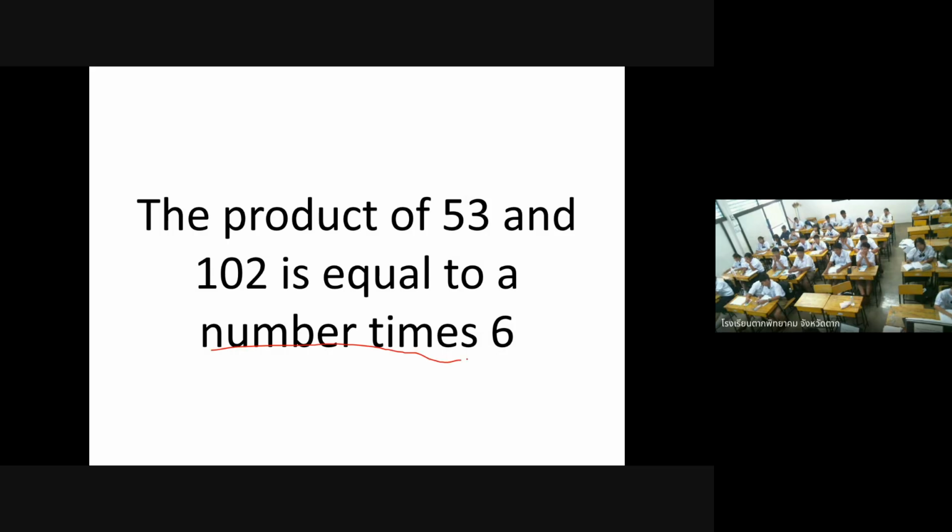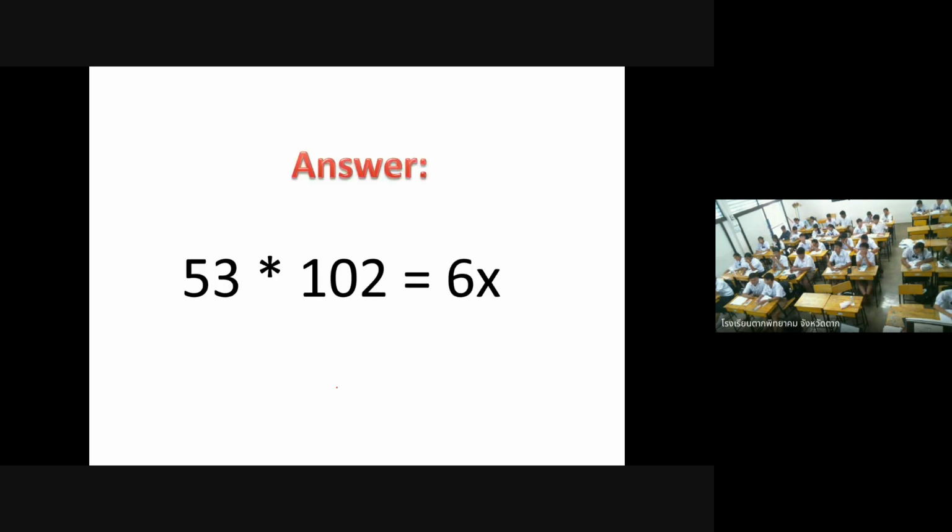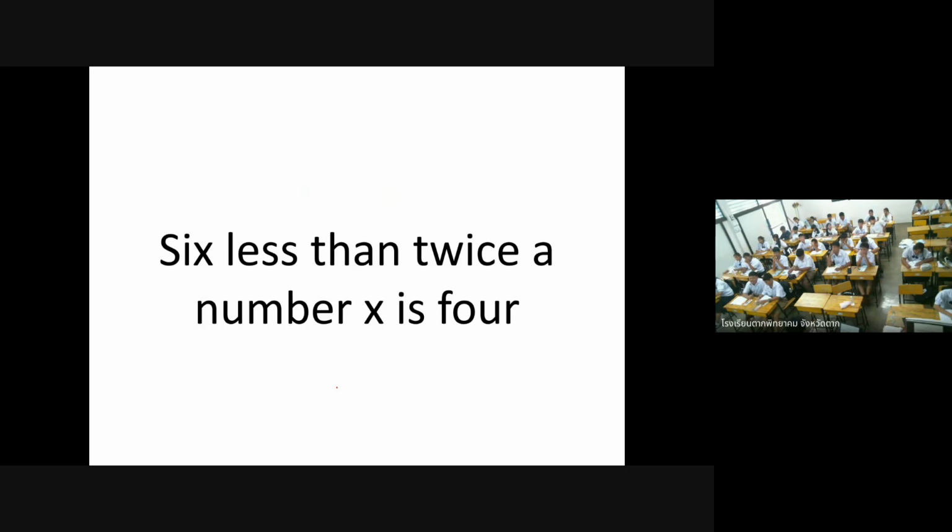The number is x, times 6. So if you're going to rewrite this into an equation, that would be 53 times 102 is equal to 6x. We also finished this, right? Okay.